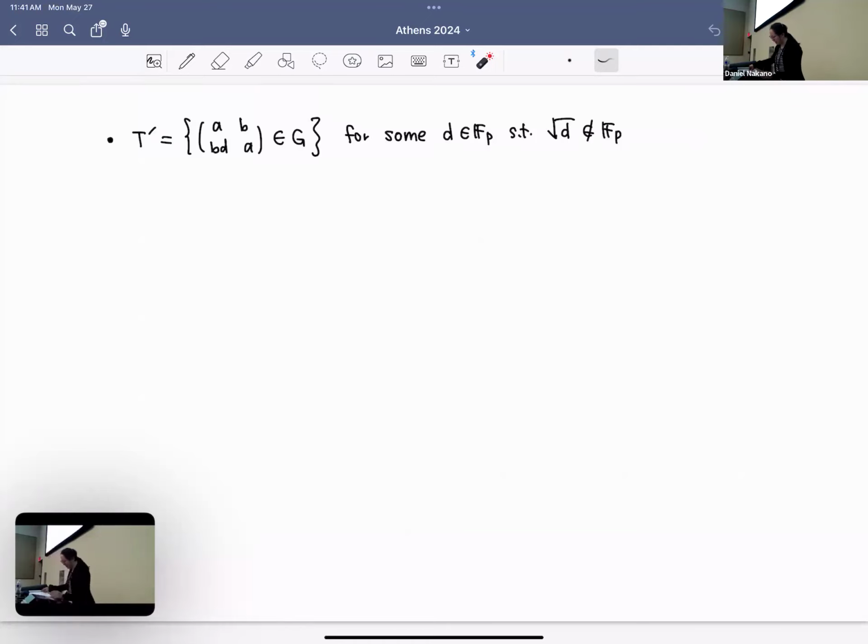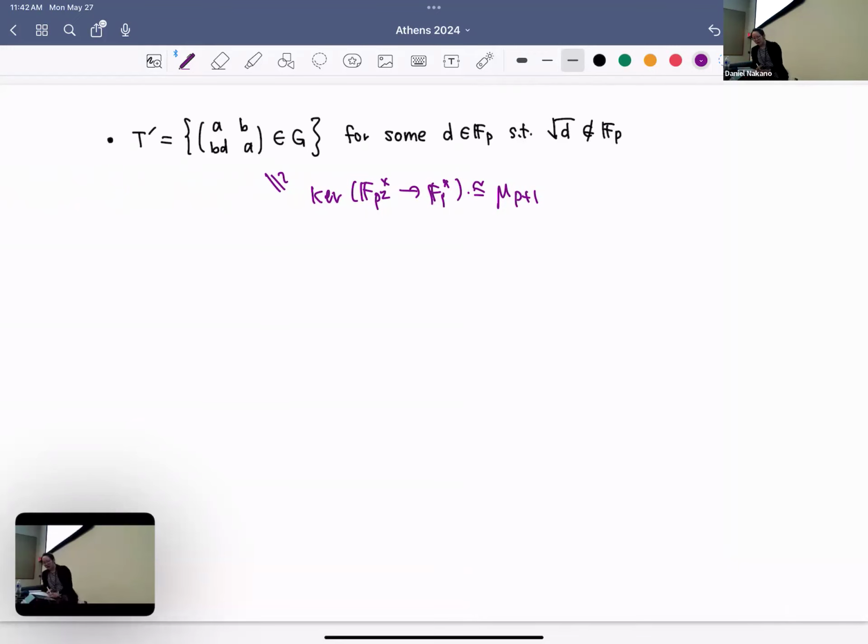So it's okay. Let me just write here. This thing is isomorphic to the kernel of the norm map from FP squared star to FP star. So this one you can view as the p plus one roots of unity.